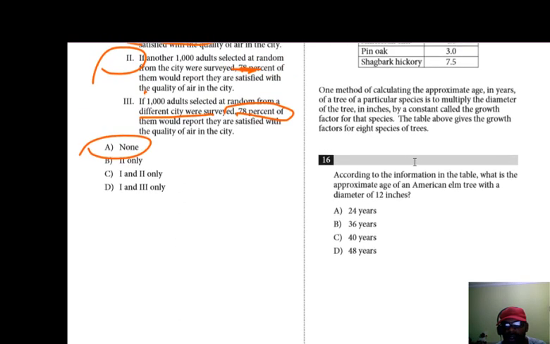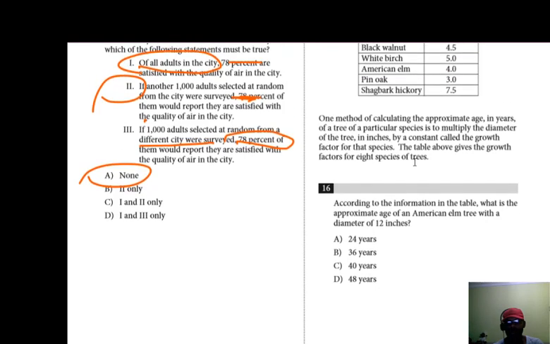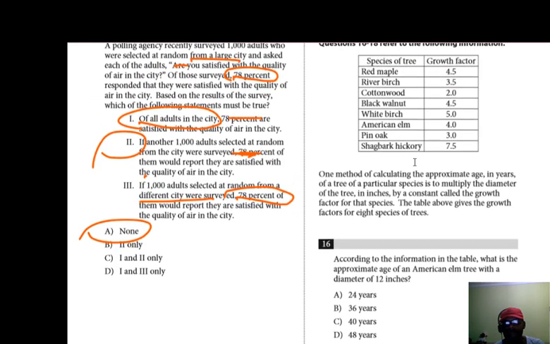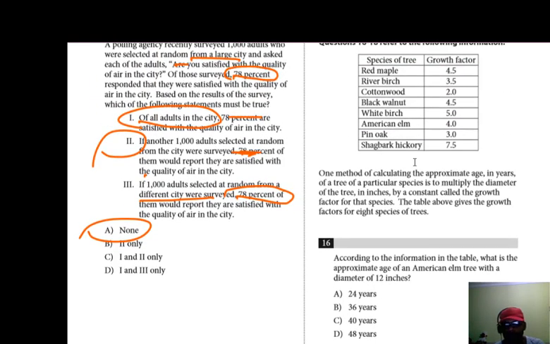Alright, so according to the information in the table, what is the approximate age of the American elm tree with a diameter of 12 inches? Okay, so what is the approximate age?